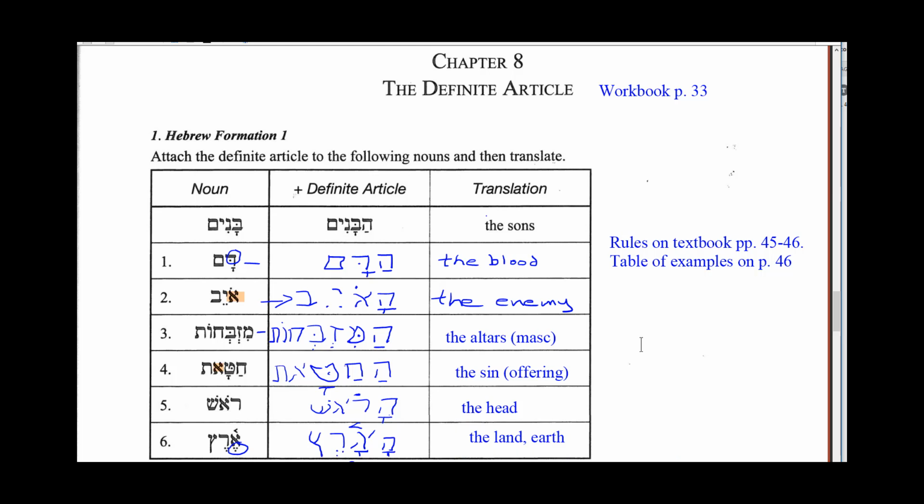So once again, going back to the table of examples on page 46 is a handy way to figure out what's going on in any of these kinds of situations.